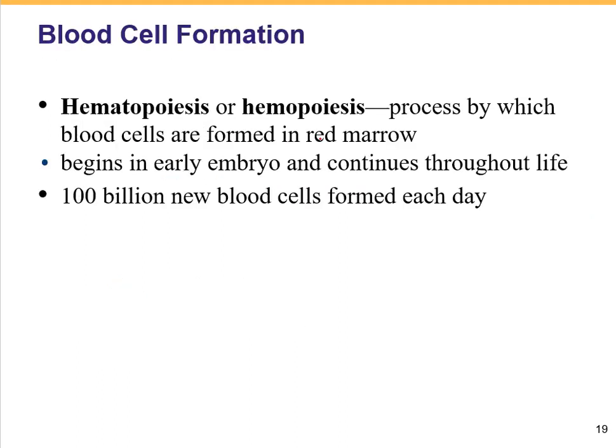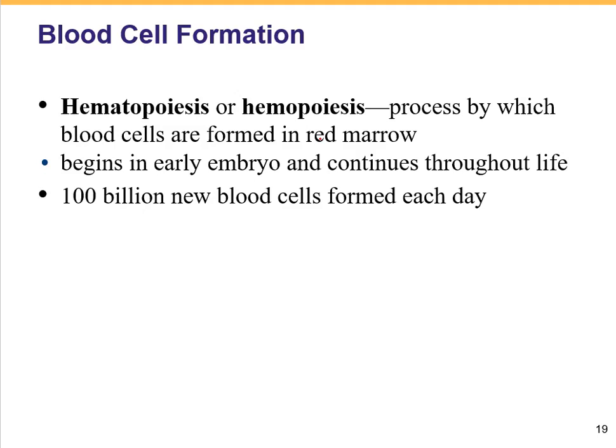Next, let's talk about blood cell formation, which happens through a process called hematopoiesis or hemopoiesis. Hematopoiesis is the process by which the blood cells are formed in our body. This incredible process begins very early in our development, even before we're born, in embryos. And it continues throughout our entire lives. After birth, all the blood cells originate in bone marrow.